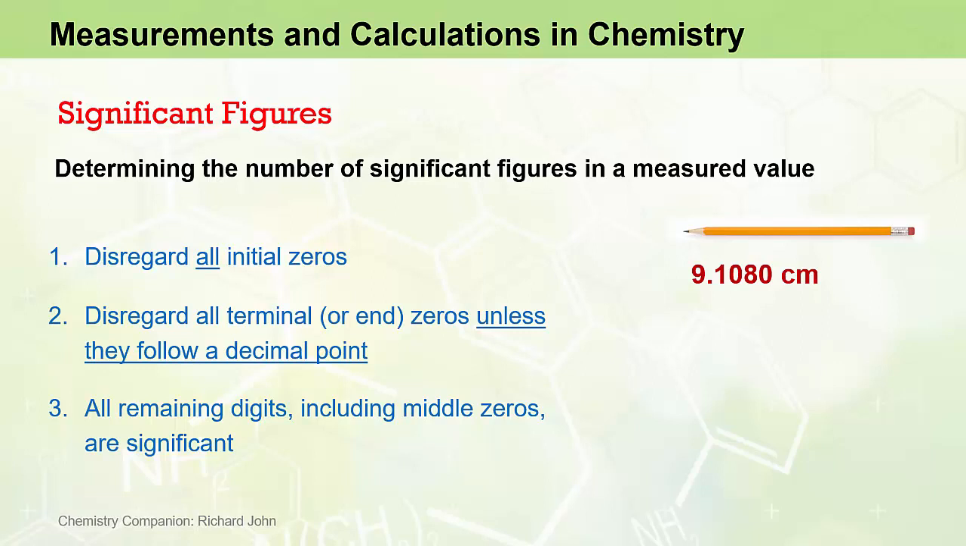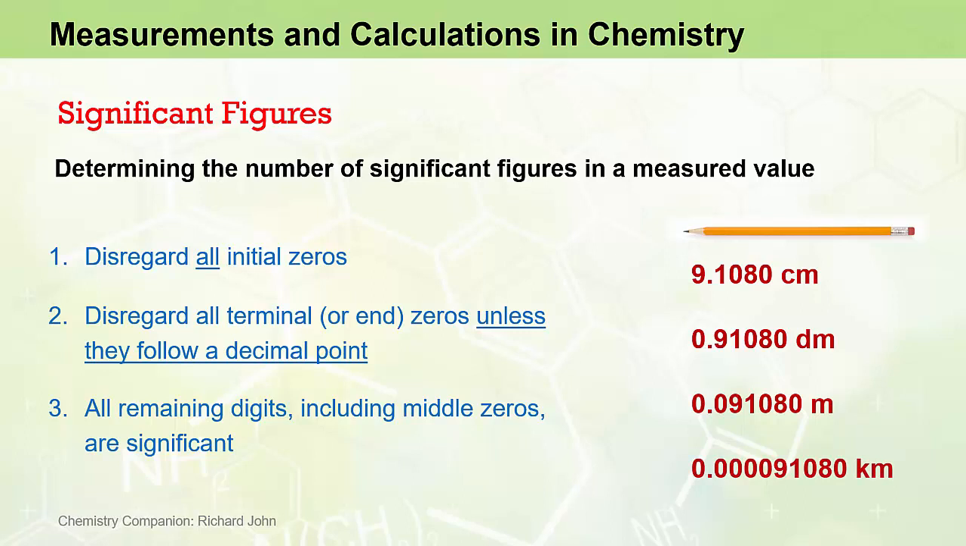Now, of course, we know that we can represent this measured value of 9.1080 centimeters as 0.91080 decimeters, or 0.091080 meters, or even 0.00009180 kilometers. And all we are doing here is changing the prefix in front of the unit. We're not actually changing the way that we measure the length of the pencil.